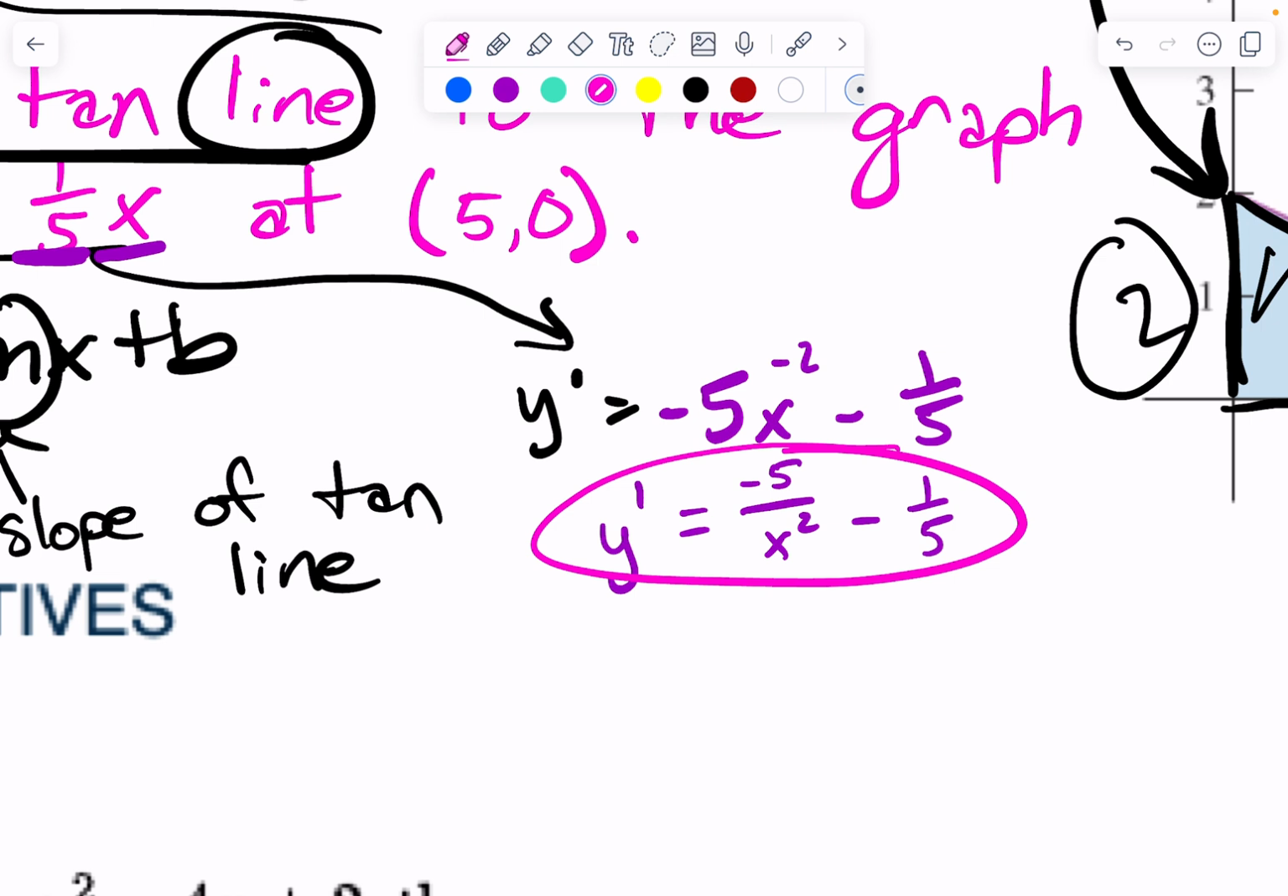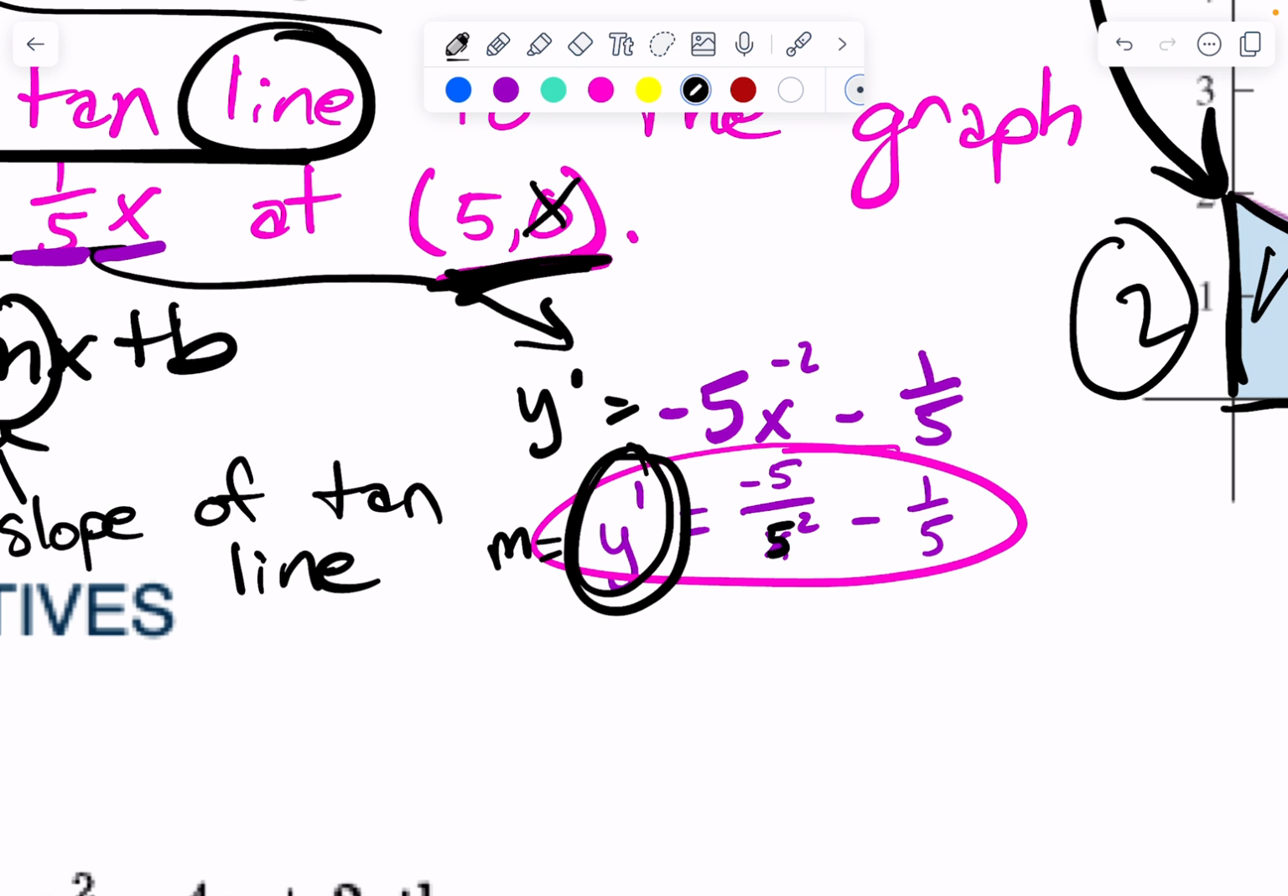Like how the heck is that a slope though? If it's like a big long equation. Well, I haven't plugged my point in yet, right? I have to tell it I want the point (5, 0), right? Now, y prime, we're not going to plug 0 in for y prime. Y prime is representing my m in this case. So we're not going to plug 0 in yet, right? We're just going to plug our 5 in.